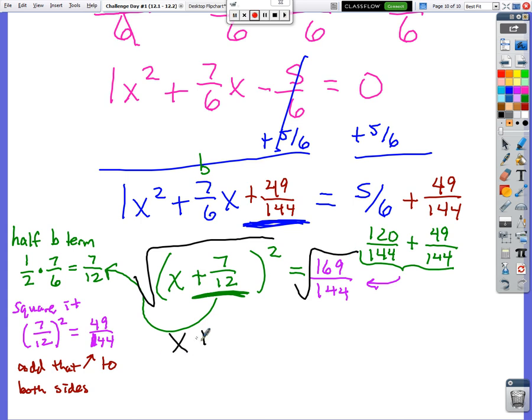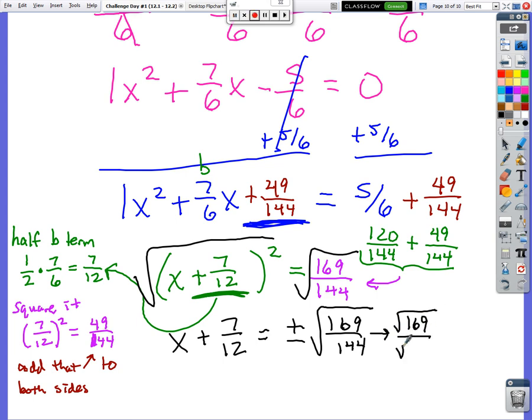Next step, square root both sides. So we got x plus 7/12 on the left equals plus or minus square root of 169 over 144. Now, remember, with the square root of a fraction, you may split up the square root to the numerator and the denominator separately. And hopefully some bells are ringing off in your head. These are both perfect squares. Square root of 144 is 12, and the square root of 169 is 13. We completely don't have to deal with square roots anymore.